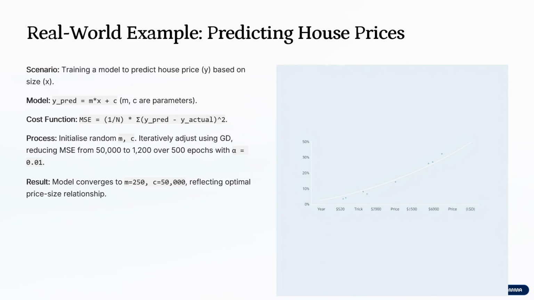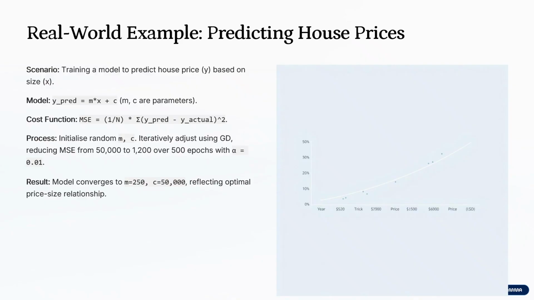Real world example: predicting house prices. Let us see a scenario. Training a model to predict house price Y based on size X. So here the house price is Y and the size of the house is X. The model is Y pred, the prediction, equal to M times X plus C. Here M and C are parameters. Cost function: MSE is equal to 1 by N times the sum of (Y prediction minus Y actual) squared.